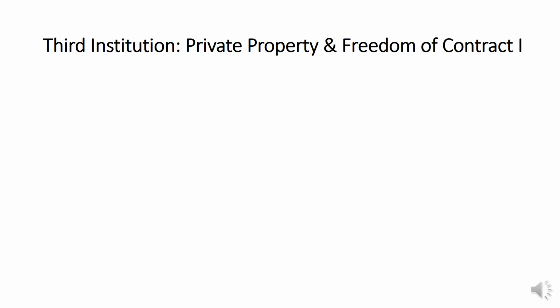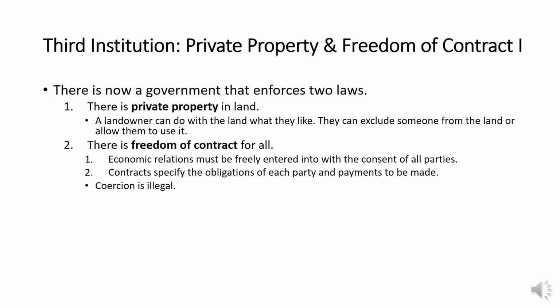So now let's move on to the third institution. Now we have a government, and the government is going to enforce two laws. So it's a limited government. It's very lightweight, if you like. So there's private property in land. Someone who owns land can do with the land what they like.